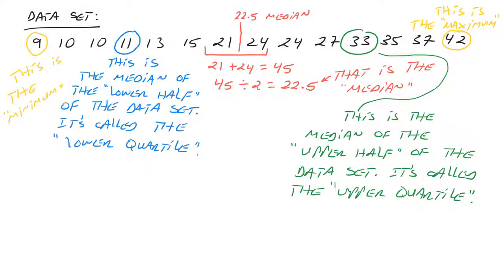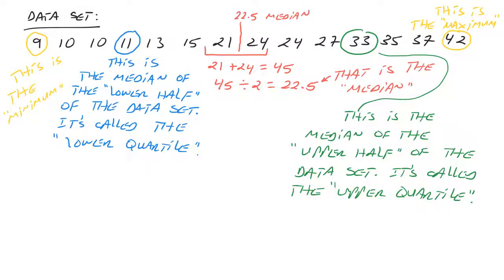Similarly, in green, we have the median of the upper half. We simply consider the numbers 24, 24, 27, 33, 35, 37, and 42 as their own data set, find the number in the middle, which is 33, sometimes called the upper submedian. However, its technical name is the upper quartile, as is lower quartile for the number 11. Additionally, we have the maximum of this data set, 42, and the minimum, 9.